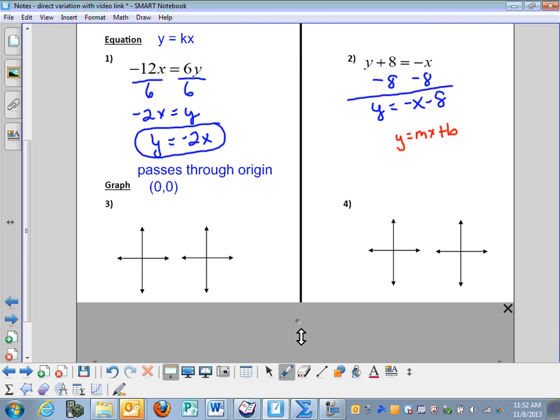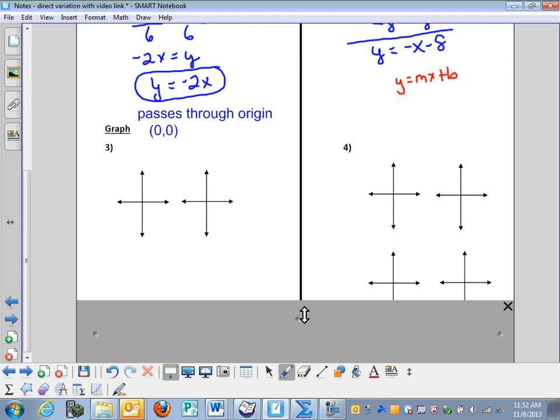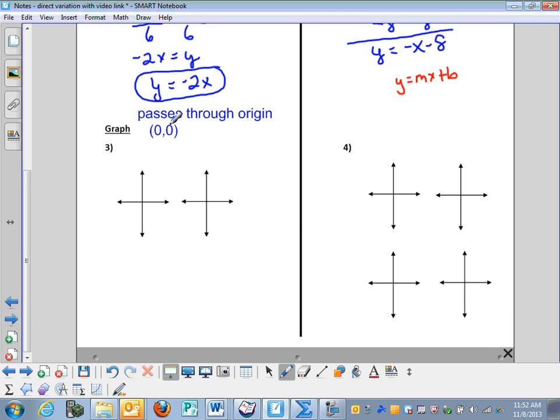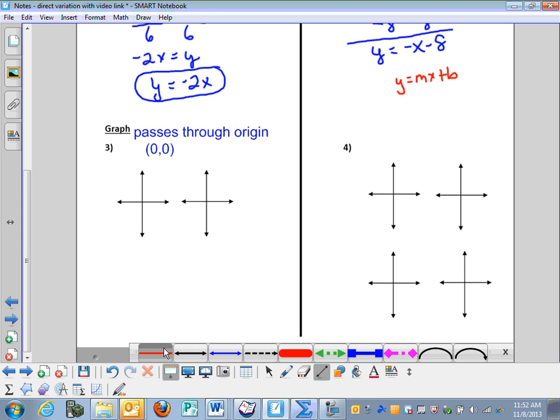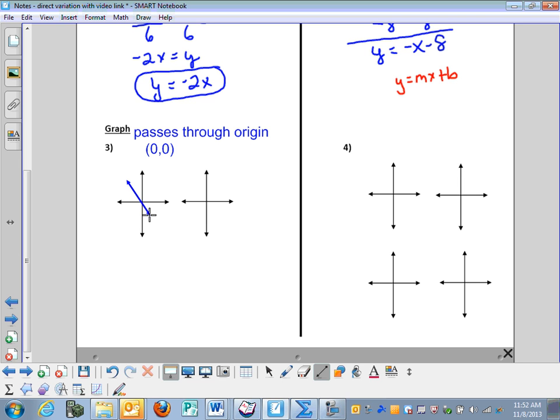Alright, here we have some graphs, and in order to identify whether a graph represents a direct variation, what we want to keep in mind is that the graph of a direct variation passes through the origin. It passes through 0, 0. So, for number 3, two examples would be maybe a line that goes through 0, 0 that has a negative slope, and a line that goes through 0, 0 that has a positive slope.